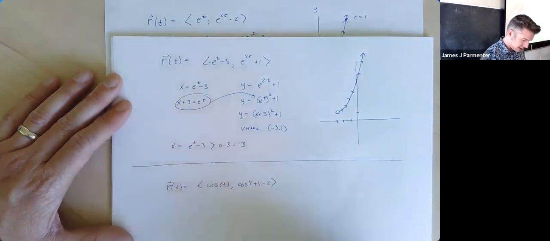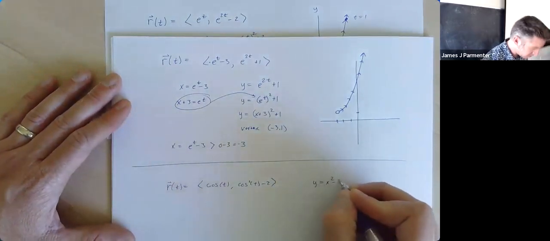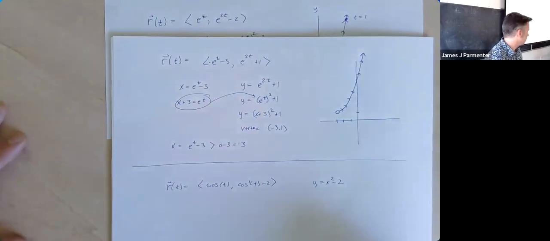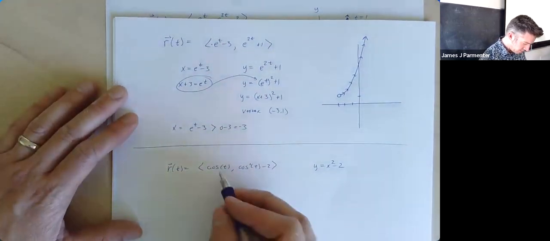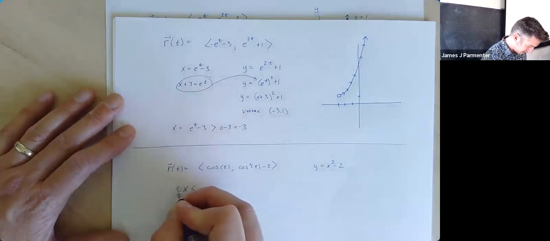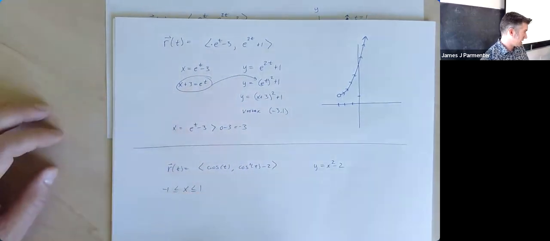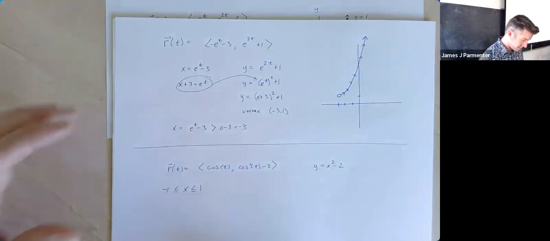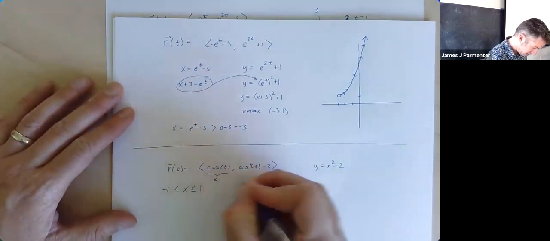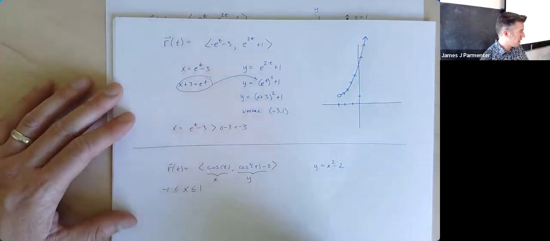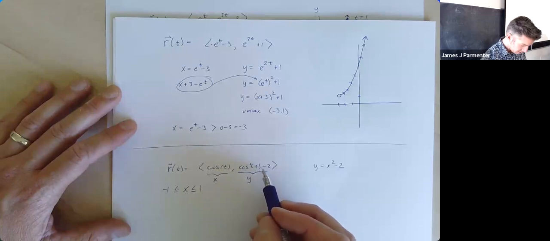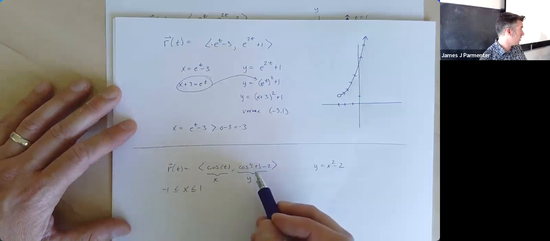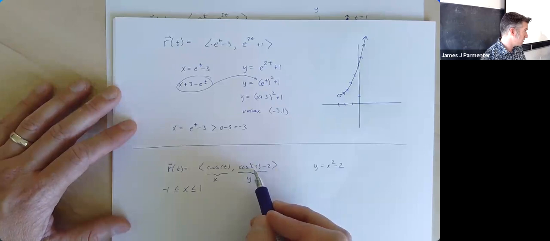Well, again, we're still getting y equals x squared minus 2. Right, it's not a surprise. We know that x is cosine, and we know that y is x squared minus 2. But now x is limited. x is between -1 and 1 because x equals cosine of t. y is also limited. The smallest cosine squared can be is 0, and the biggest cosine squared can be is 1.